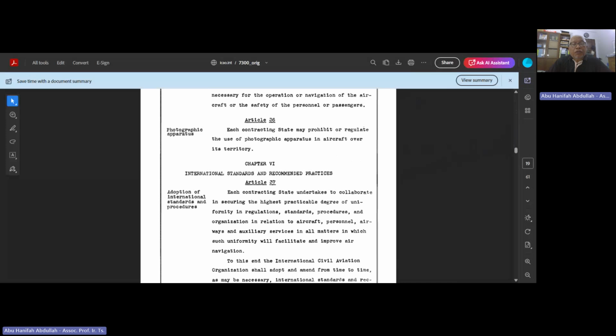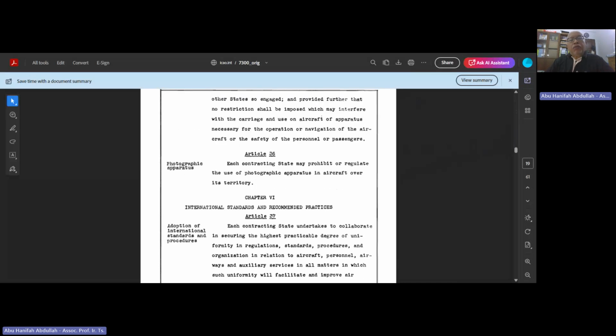In addition, there is also mention of standards and recommended practices. Article 37 says adoption of international standards. Each contracting state, when you become a member of organizations like ICAO, undertakes to collaborate in securing the highest practicable degree of uniformity in standards, procedures and organization in relation to aircraft and personnel. This is where ICAO published Annex 1 to Annex 19, which are called Standards and Recommended Practices, or SARPs. We focus more on Annex 8, the airworthiness of aircraft, because that is our subject here.